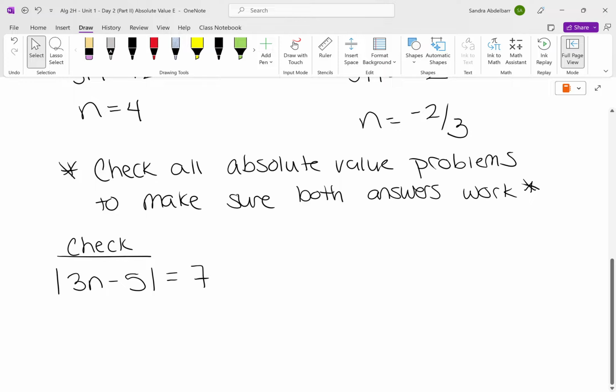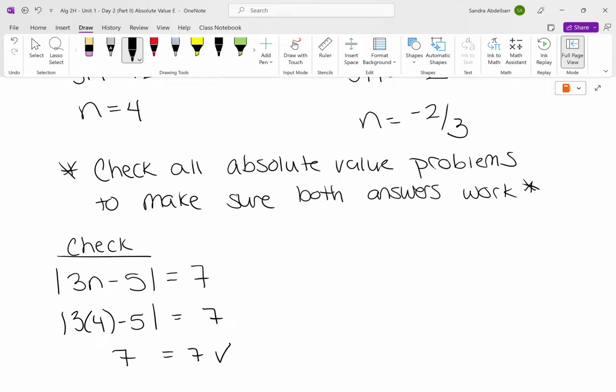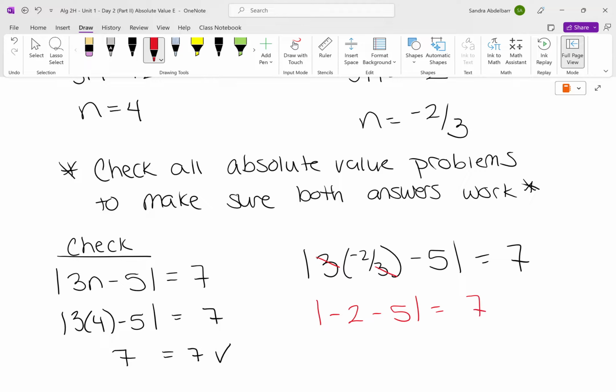We'll check the 4 first. 3 times 4 is 12, right? 12 minus 5 is 7. Absolute value of 7 is 7. So we get 7 is equal to 7. That works out. Now let's check the other one: 3 times negative 2/3 minus 5. Does that equal 7? When you multiply a whole number and a fraction, we can cross simplify. So we get negative 2 minus 5, which is negative 7. Absolute value of negative 7 is 7. So both answers check out here.